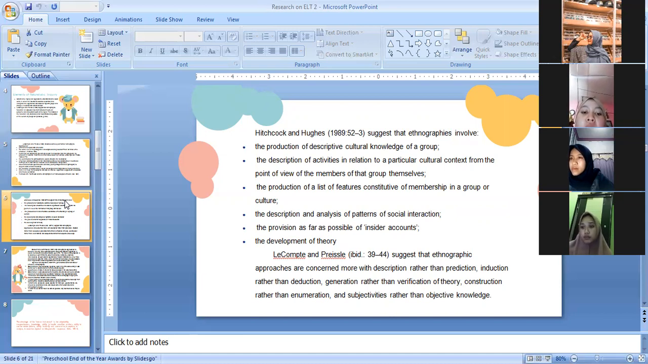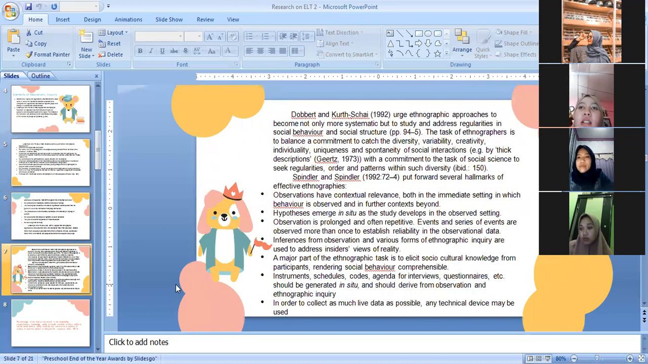Lecomte and Bressel suggest that ethnographic approaches are concerned more with descriptions rather than predictions, induction rather than deduction, generation rather than verification of theory, constructions rather than enumerations, and subjectivities rather than objective knowledge. Tabor and Kurzweil urge ethnographic approaches to become not only more systematic but to study and address regularities in social behavior and social culture. The task of ethnographers is to balance a commitment to capture the diversity, variability, creativity, individuality, uniqueness, and spontaneity of social interactions, with a commitment to the task of social science to seek regularities, order, and patterns within such diversity.